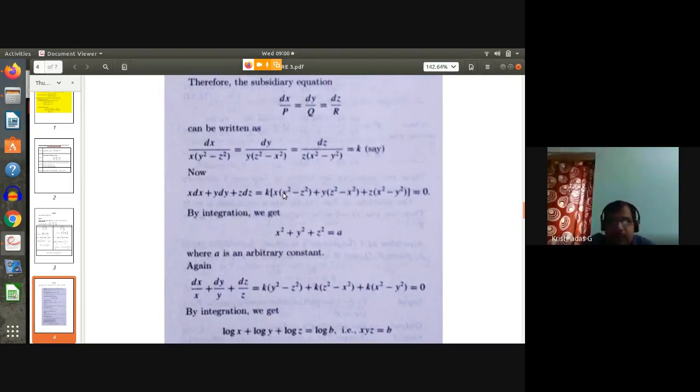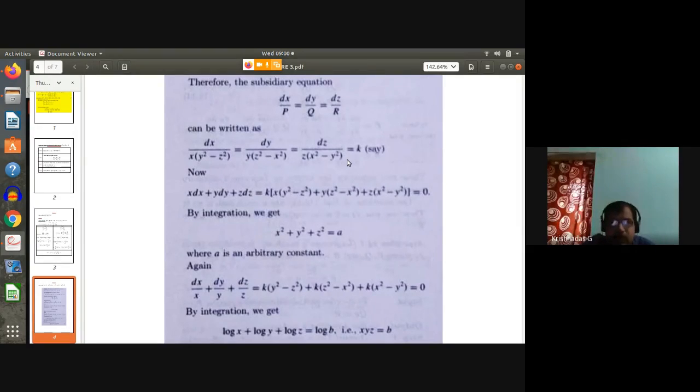So in this case, we are multiplying both sides by x, numerator and denominator. So the numerator becomes x dx plus y dy plus z dz. And what about the denominator? x square into y square minus z square plus y square into z square minus x square plus z square into x square minus y square. So on adding these, we'll get 0.